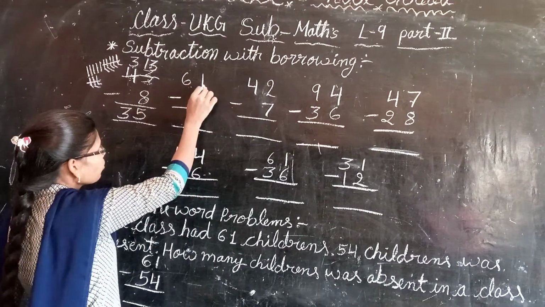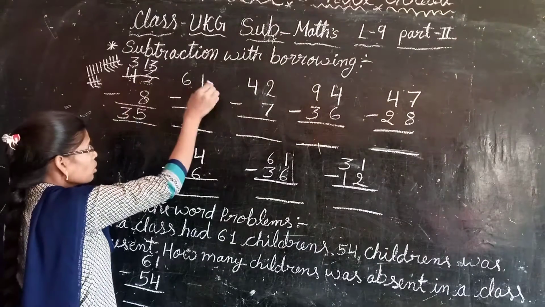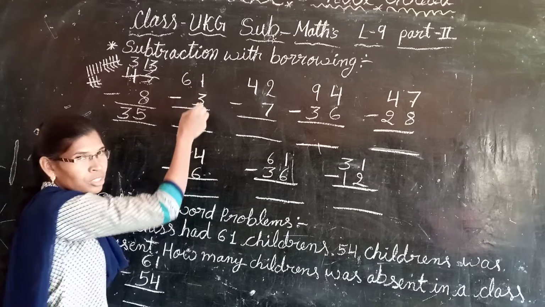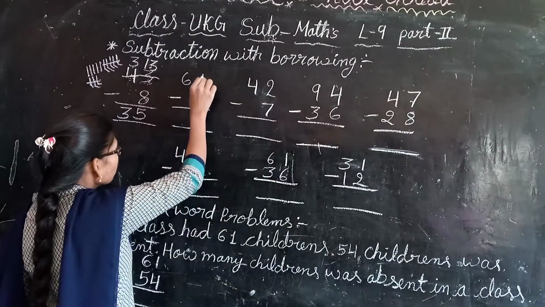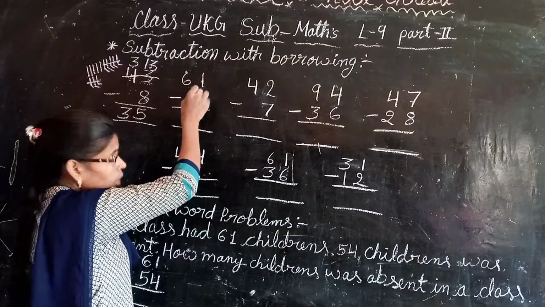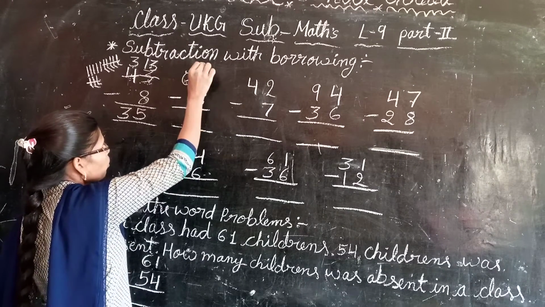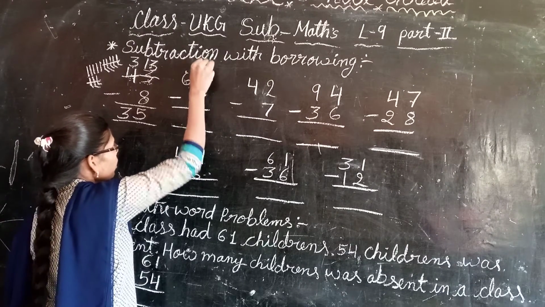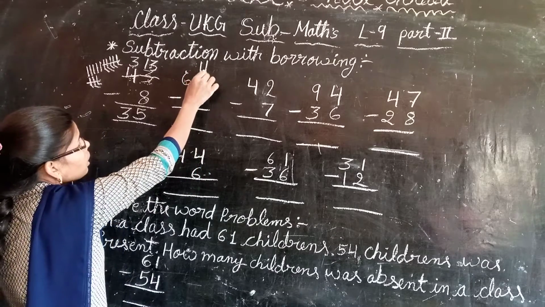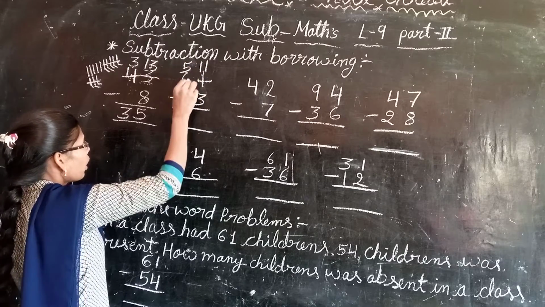Here it is 1. So we will do the same thing as we did for the first one. Here 1 is given. Now 1 cannot cut this 3. So what will we do? This 1 has to go here and ask for number 1. It will borrow number 1, then it will get 11. And here 5 remains.